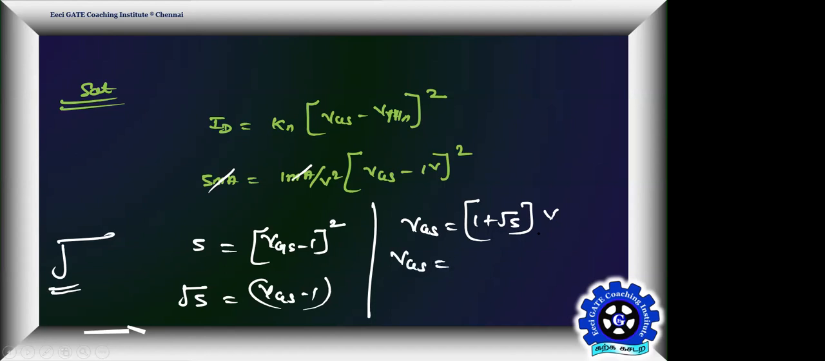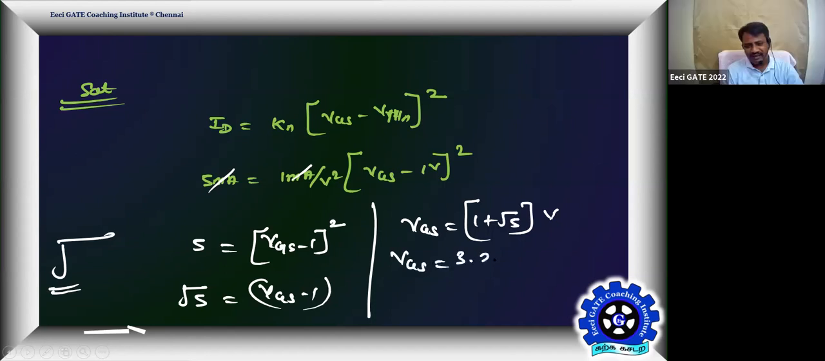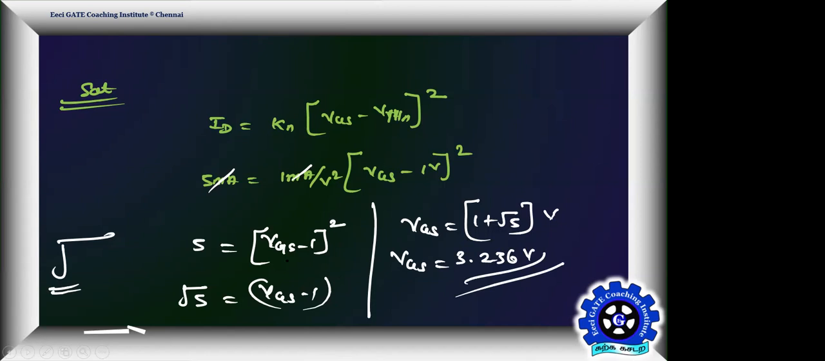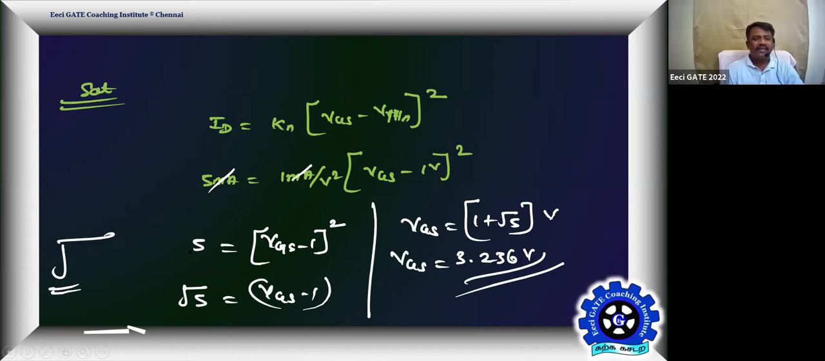2.236. Then 1 plus it is going to be 3.236 volts. Straight away, you got the answer. Yes, Dinesh, you should not commit a silly mistake like this. Root is very important. You should have applied the root, because the right hand side is square and the left hand side is only a number. Apply root for the entire equation.